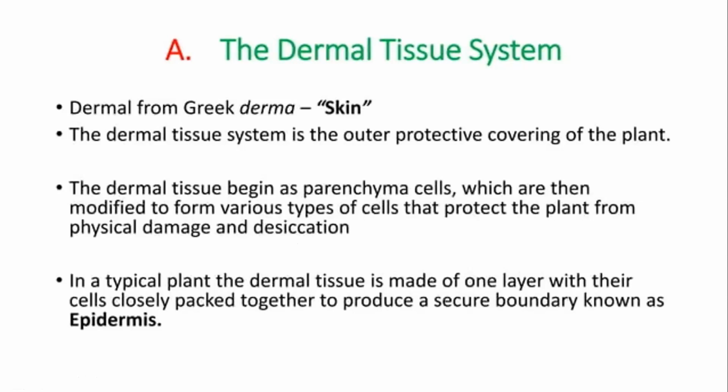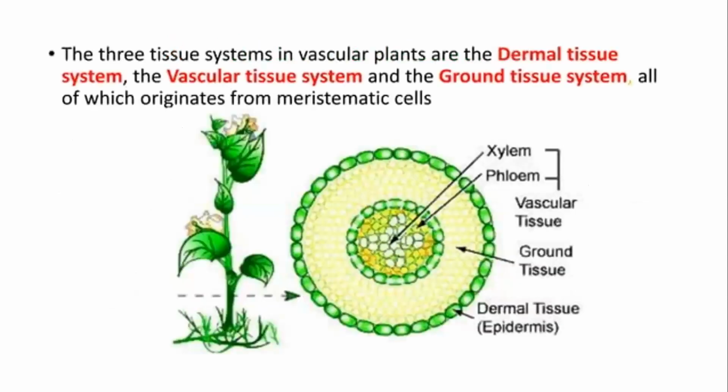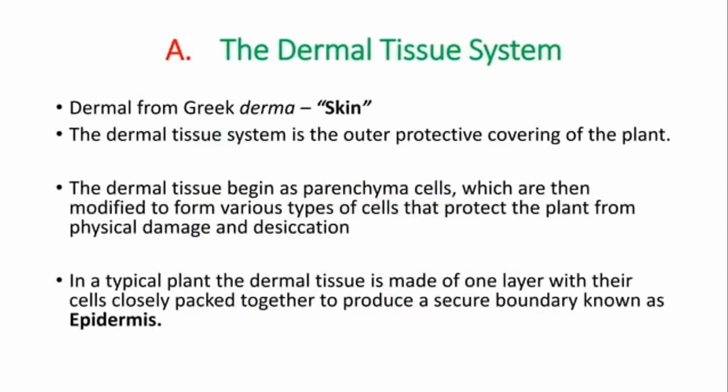So these tissue systems are classified into 3 types by Sachs: the dermal tissue system, ground tissue system, and vascular tissue system. The dermal tissue begins as parenchyma cells, which are then modified to form various types of cells that protect the plant from physical damage and also desiccation.